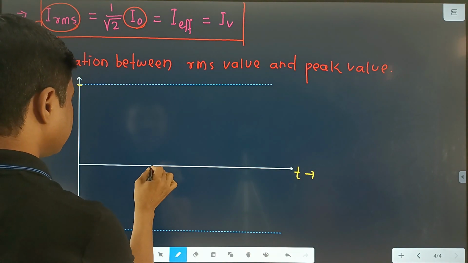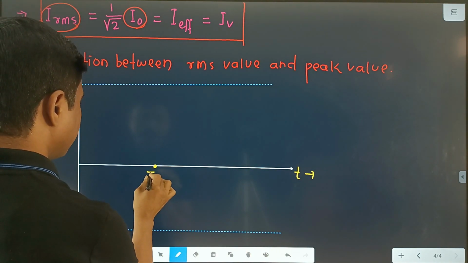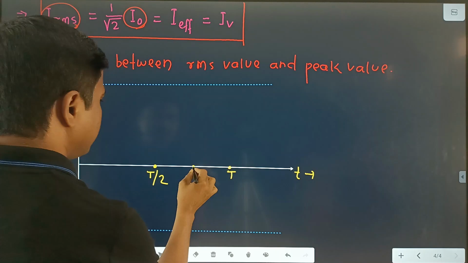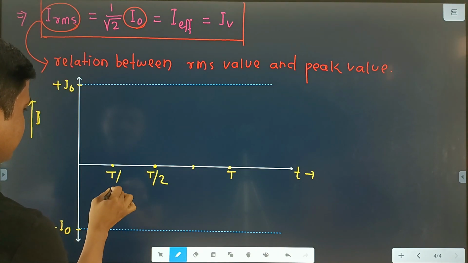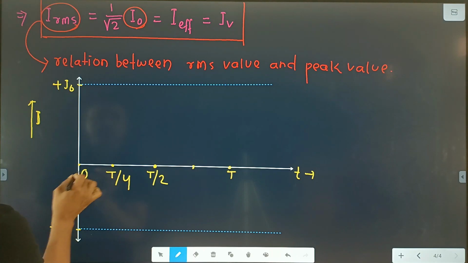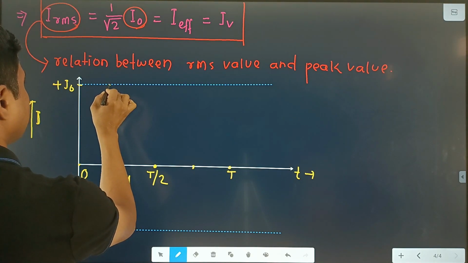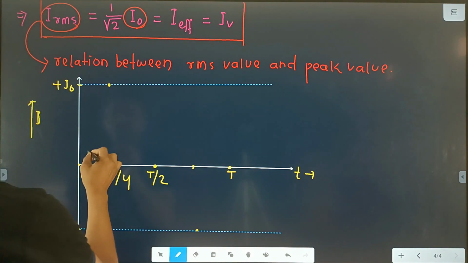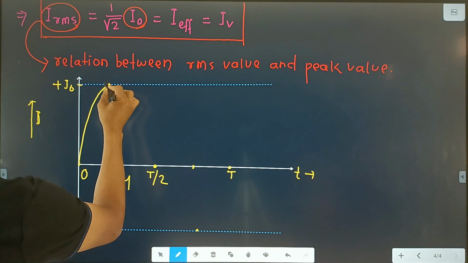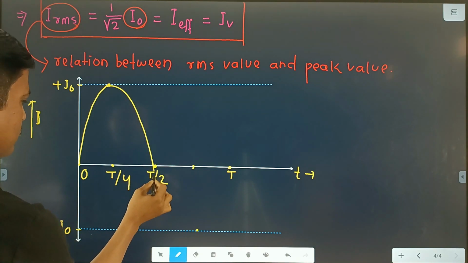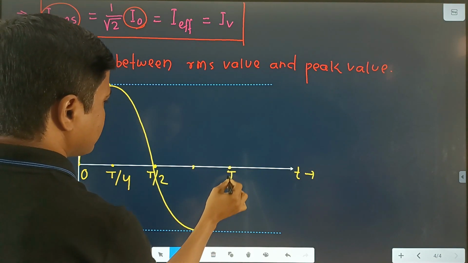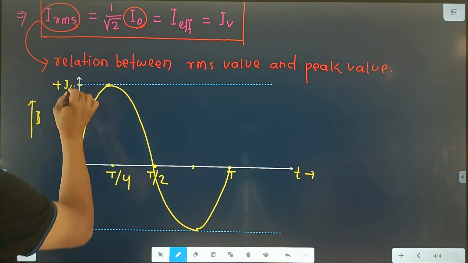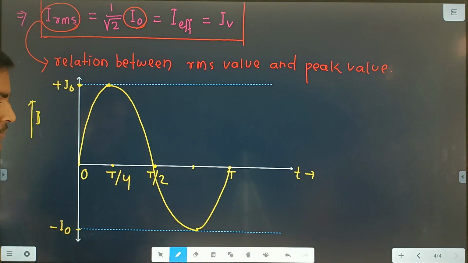And you divide the time axis. This point we write half of the time period, that is T by 2. This point, that is the time period, we write T. And this point we write T by 4. And this point is the origin O, and at T by 4 the value is maximum. Here also the value is maximum at this point, and you draw maximum, again 0, again maximum, again 0. This is the waveform of alternating current. And here this is I0, this is I0.